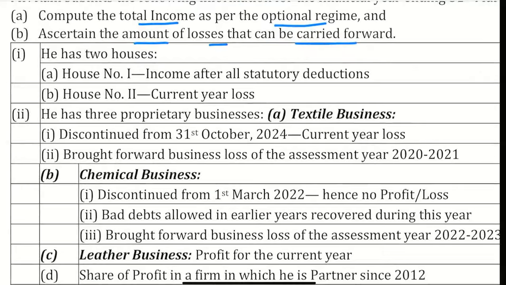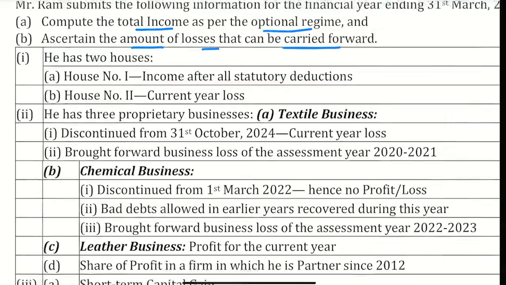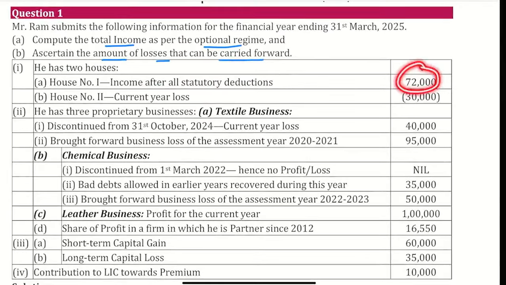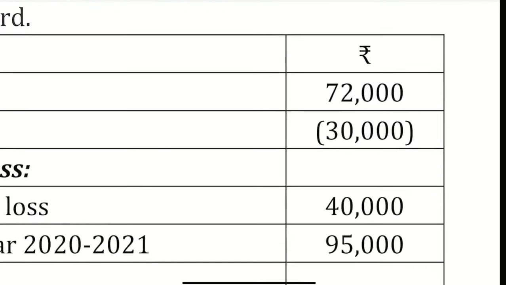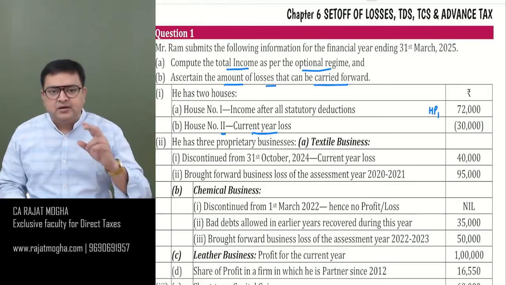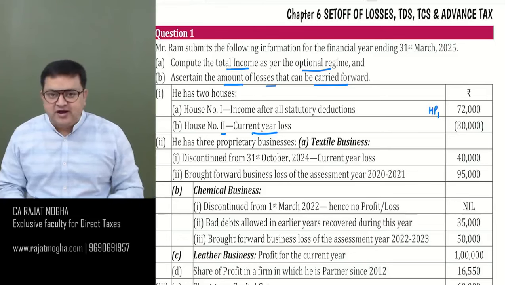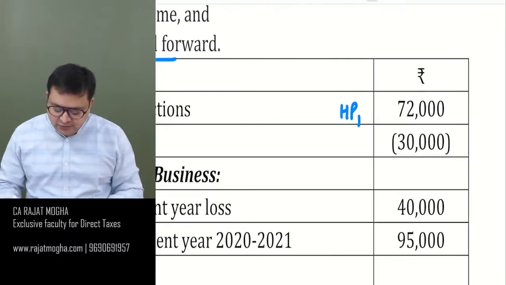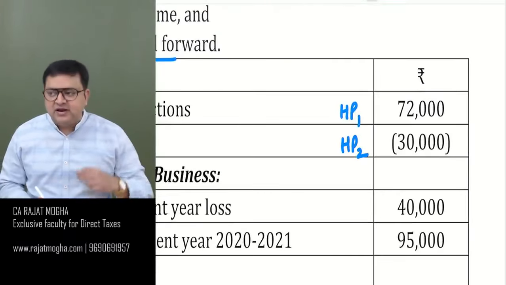It says he has 2 houses. House number 1, house number 2, HP1, HP2. Income after all statutory deduction, it means that it is a computed income of house property, 72,000. So we have 72,000 from HP1 and HP2 is a current year loss. And I told you that first of all, you have to set off the current year losses. So there is HP number 2, which is 30,000 rupees.